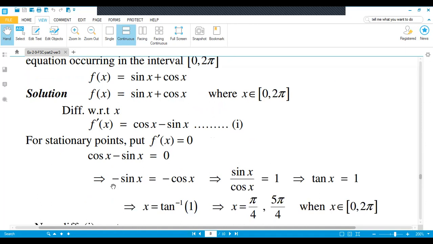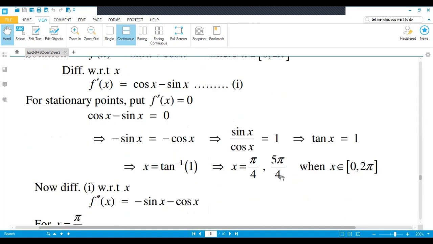Divide both sides by cos of x, so sin x divided by cos x, and here cos divided by cos is equal to 1. Sin over cos x, you know, is equal to tangent x. Tangent x is equal to 1. Shifted to the other side, it will be tan inverse. Tan inverse 1 is 45 degrees. You can check it. That is pi by 4 or 5 pi by 4, either one of them.